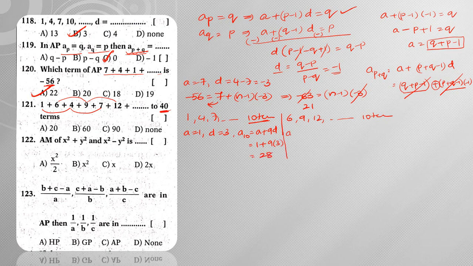The same way here also, A is equal to 6. Common difference is 3. A10 can be written as 6 plus 9 into 3. So 27 plus 6 is 33. Now individually we need to find out the sum of 20 terms. So what is the sum of these 20 terms? It is 20 by 2 into first term plus last term. So 1 plus 28. Here also 20 by 2 times, sorry, not 1. Here the first term is 6 and the last term is 33.